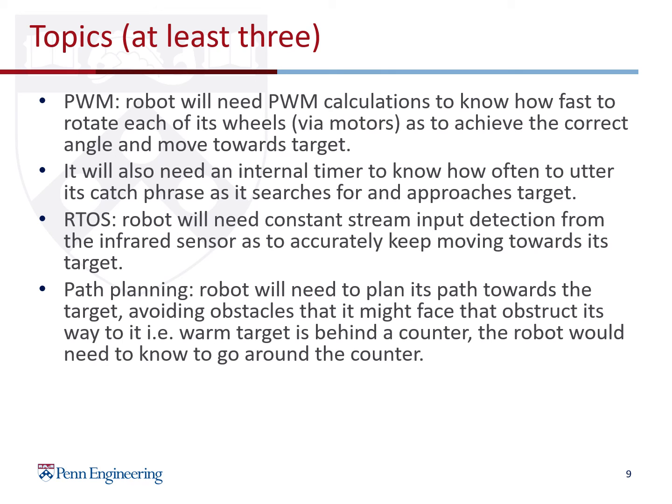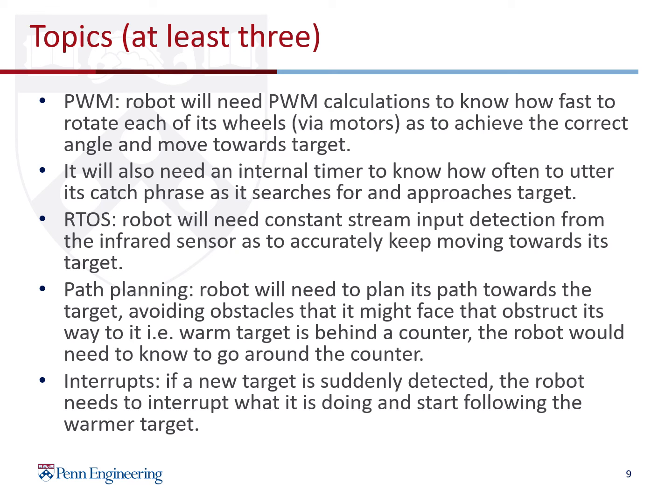We're also going to need path planning. The robot will need to plan its path towards the target, avoiding obstacles that it might face that obstruct its way. For example, if the warm target is behind a counter, the robot needs to know to go around the counter rather than run into it and be helpless.